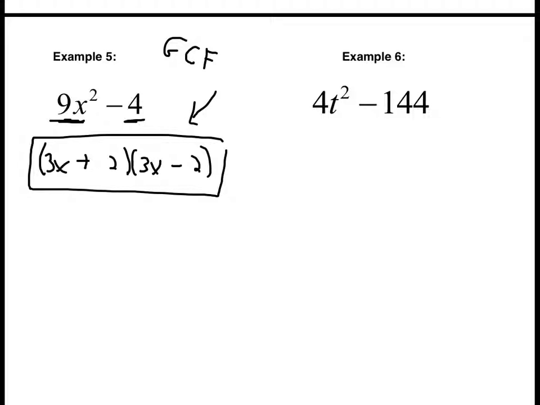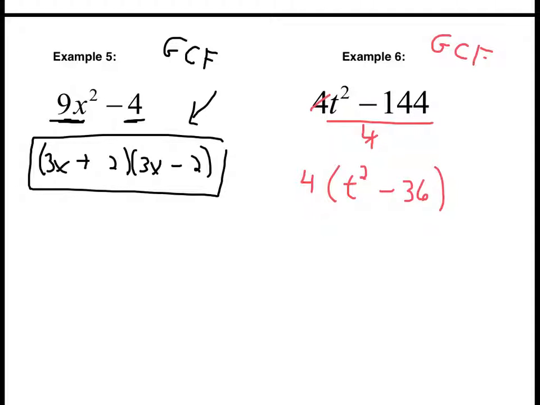And let's see, do I have a GCF? Well, yes, I do. Greatest common factor. So what is the greatest common factor of 4 and 144? You could try 2, because you know that 2 goes evenly into both. But I know that the greatest common factor of this is 4. So I actually have to divide out a 4 first. So I divide out a 4, and what am I left with? These cancel, so I get t squared. And then 144 divided by 4 is 36.